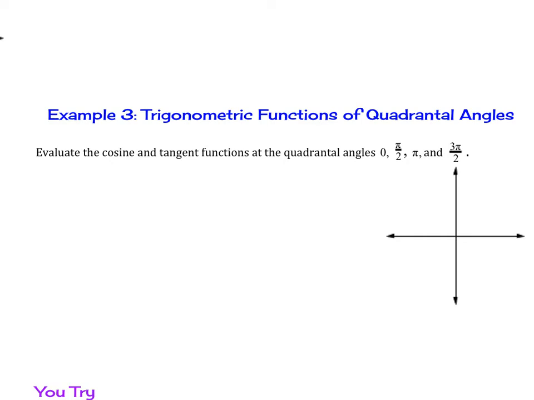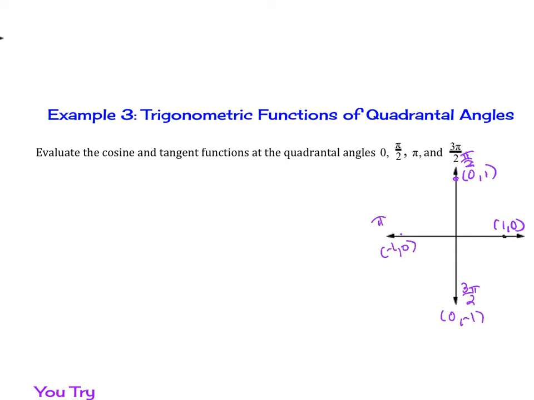So now let's evaluate trig functions of quadrantal angles. Evaluate the cosine and tangent functions at the quadrantal angles 0, pi over 2, pi, and 3 pi over 2. So at 0, we know that ordered pair is going to be 1, 0. Then at pi over 2, we know that is 0, 1. At pi, we are at negative 1, 0. At 3 pi over 2, we are at 0, negative 1.